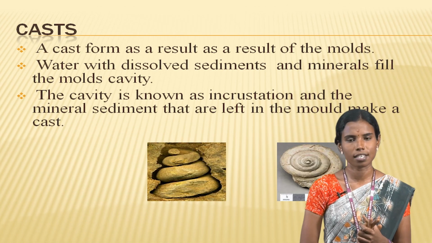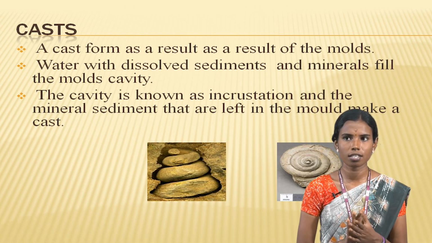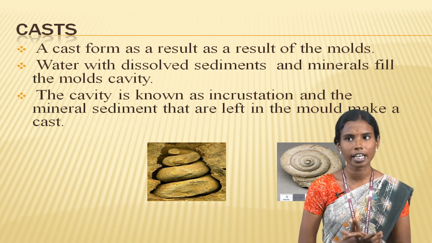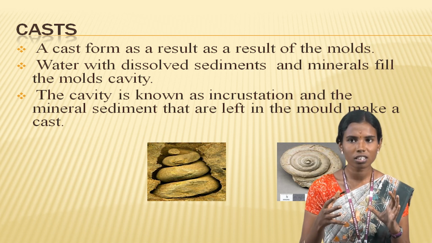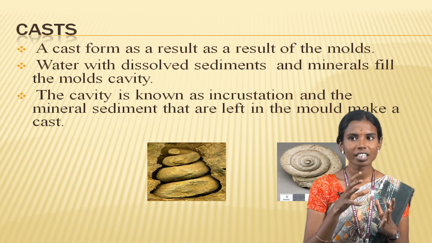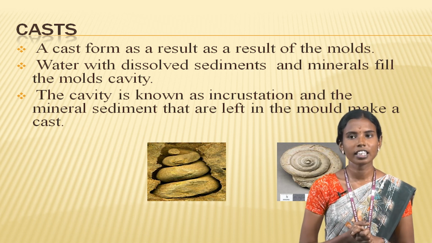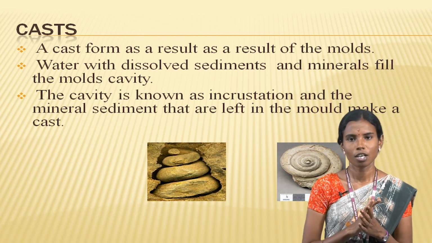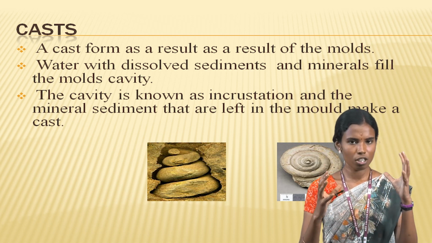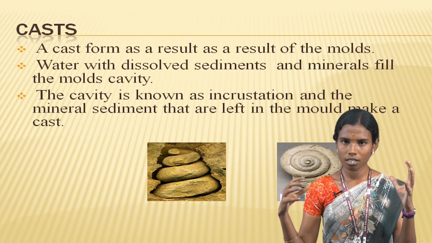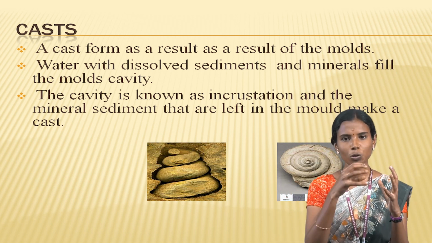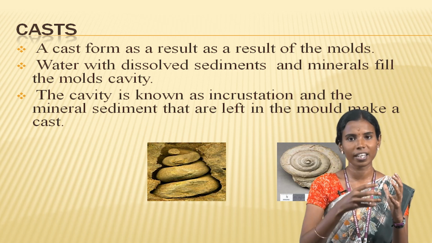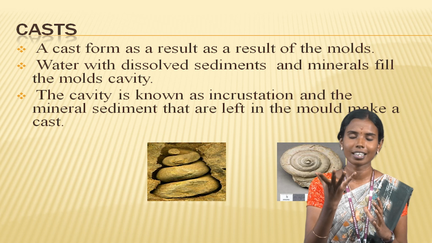Next about the cast. Casts form as a result of molds. The water with the dissolved sediments and minerals fills the mold cavity, and the cavity is known as encrustation, and the mineral sediments that are left in the mold make a cast. So there was a mold. When the water carries some mineral matter into that mold, the water precipitates the carried minerals in the mold, which makes a cast.